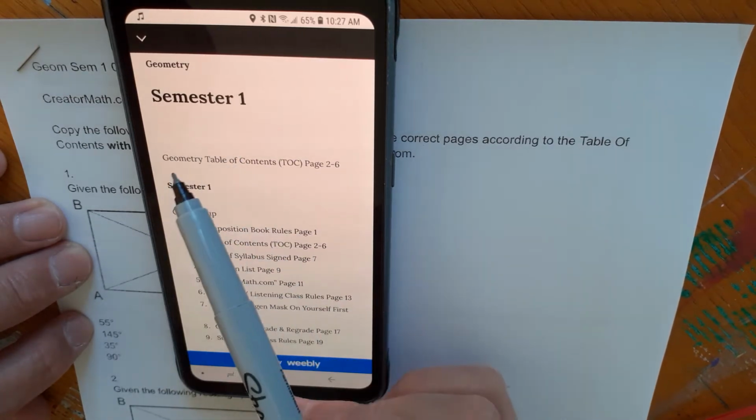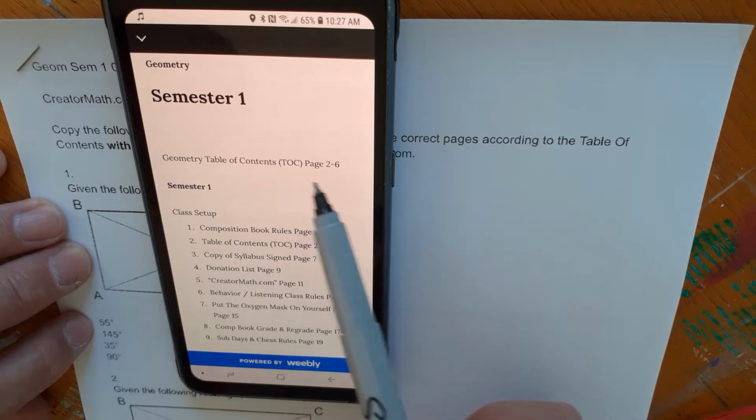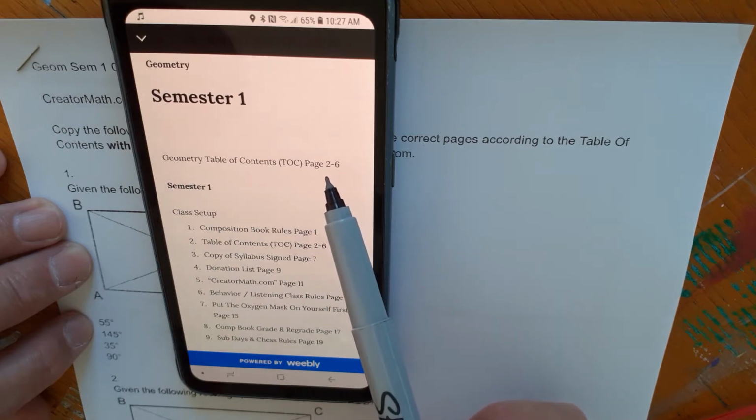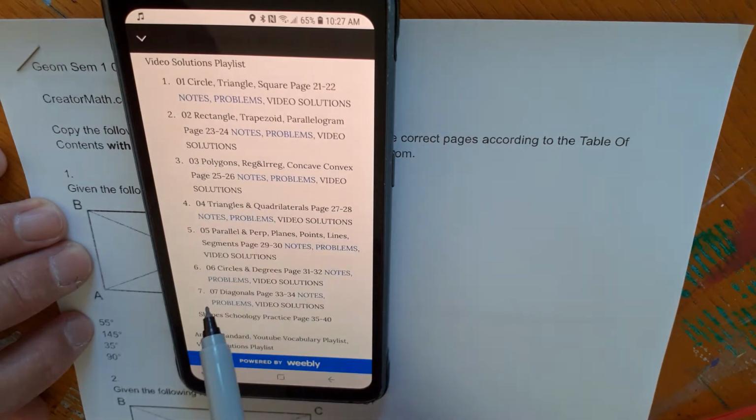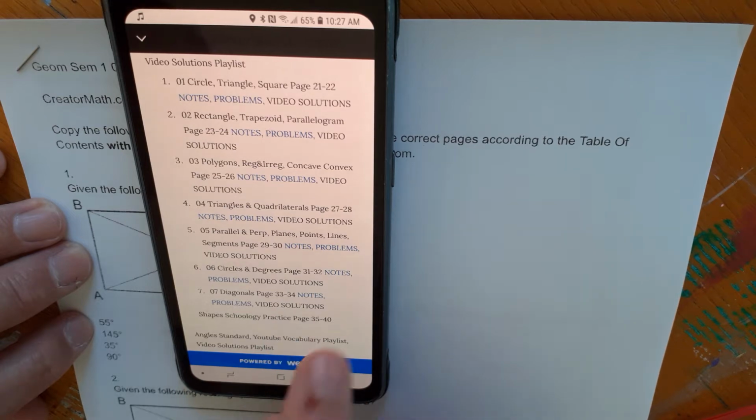So Semester 1, this is the table of contents. It needs to be written in full on pages 2 through 6 of your composition book. You should have done it already. If not, do it right now. Let's go down to Shapes, and let's go to Lesson number 7, Diagonals. Here's the page in your comp book where these notes go. Please don't use this video as the way to find out what pages, but use the actual table of contents. By the time you watch this, it will be different.